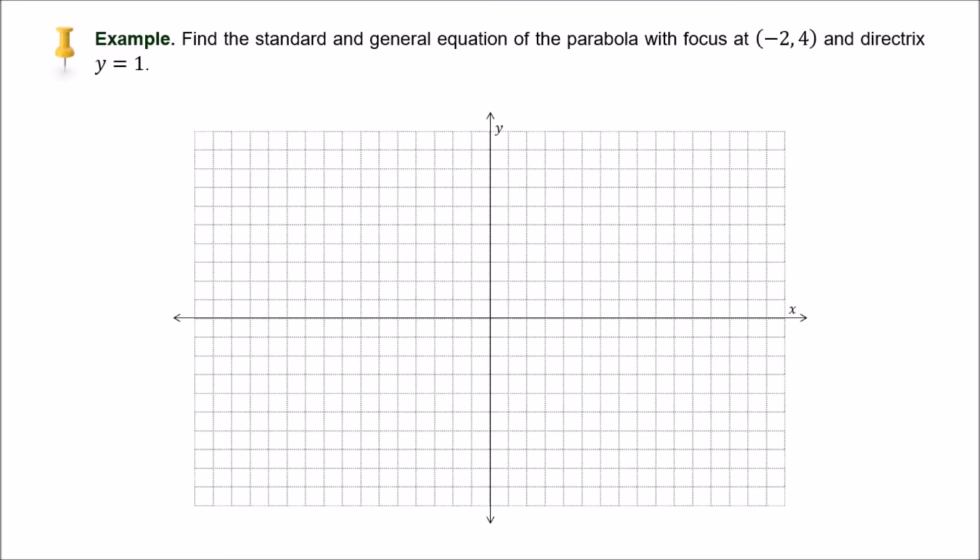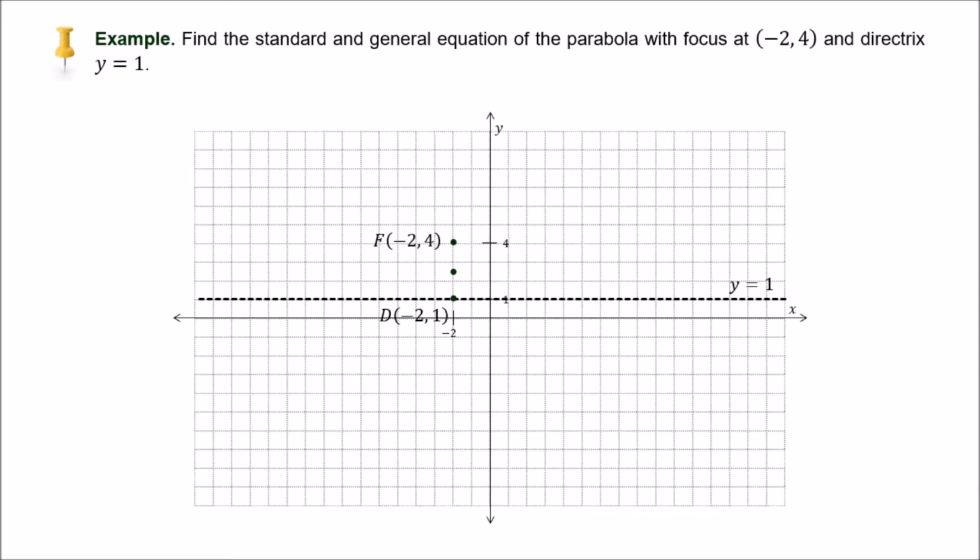Find the standard and general equation of the parabola with focus at negative 2, 4 and directrix y equals 1. Let's try to illustrate what is being described. First, it is said that the focus is at point negative 2, 4, and the directrix has the equation y equals 1. Therefore, this dashed line would represent our directrix. Point D represents the point of intersection of the axis of symmetry and the directrix. And a point midway between F and D would be the vertex of the parabola.